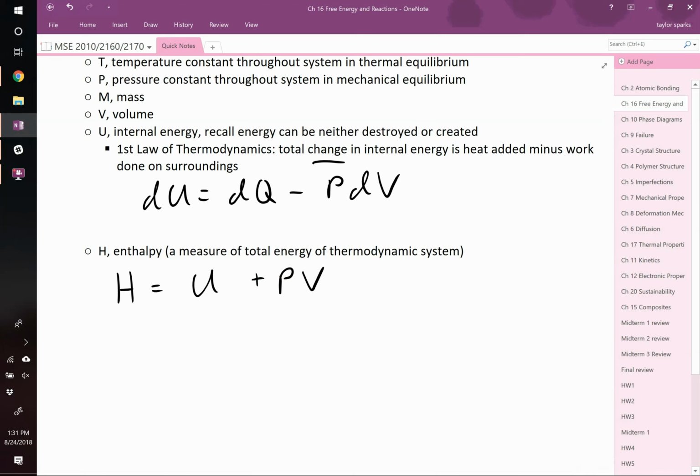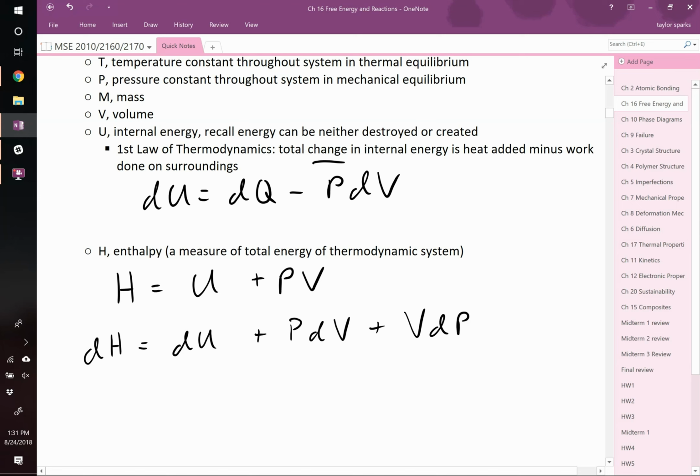And now, catch this. What about the change in enthalpy? dH. If we take this derivative, we've got dU, right? Plus, we have to do the chain rule here. We're going to do P dV plus V dP, right? When you take a derivative and it's got the two variables, since we're taking the derivative with respect to all these variables, what is the change in the enthalpy? That's the change in enthalpy.